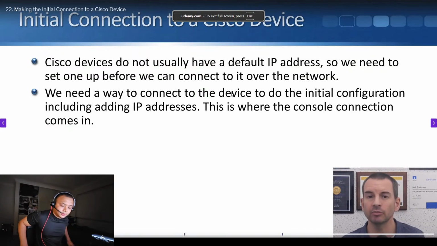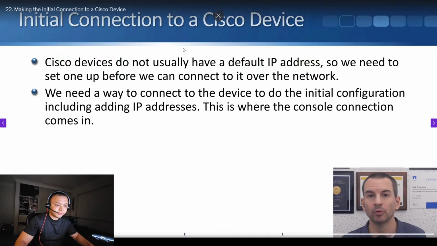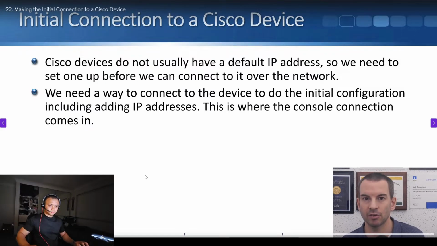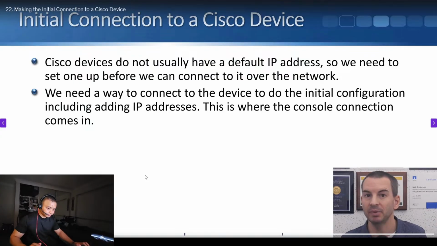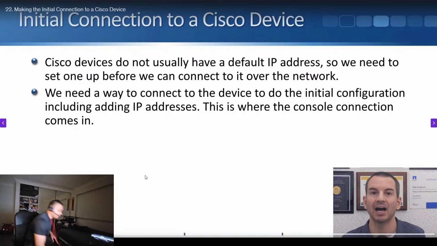Cisco devices do not usually have a default IP address, so we need to set one up before we can connect to it over the network. As you saw in the last lecture, I used PuTTY to connect to the management IP address of the device. But what if the device does not have an IP address on it yet? Well, we need a way to connect to the device to do the initial configuration when we first buy it, including adding IP addresses. And that is where the console connection comes in.